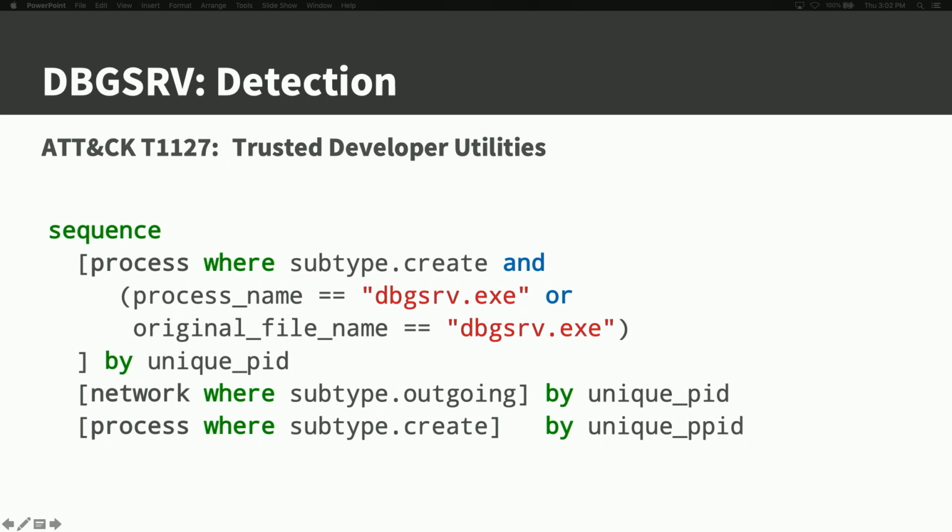So if you want a specific detection for DebugServ, you can see we've got a sequence here where we're looking for things like any process with a name DebugServ or original file name. Attackers might choose to rename it. Outbound network connections and child processes or cross-process communication.